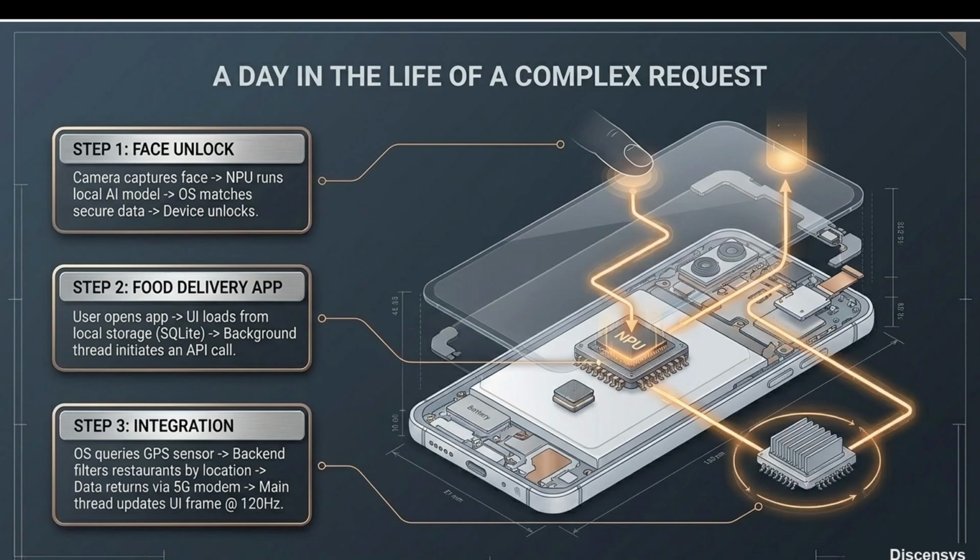Food delivery app. When the user opens the app by tapping on it, the UI loads from local storage, and a background thread initiates an API call. There is a main process within a food delivery app. Next is the integration. The OS queries the GPS sensor, the backend filters restaurants by location, data returns via the 5G modem, and the main thread updates the UI. This is the main thing that happens in this example.